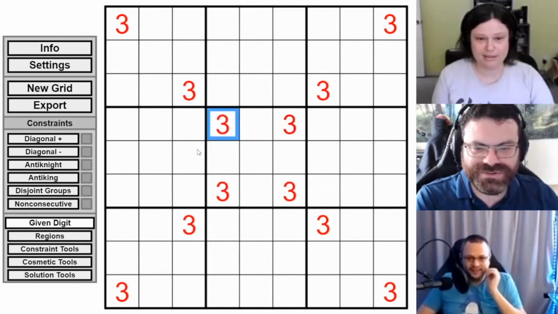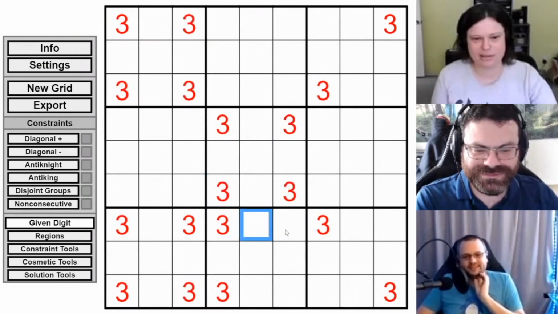How many corners are in a Sudoku anyway? Oh my gosh, infinite corners, I think. Yeah.